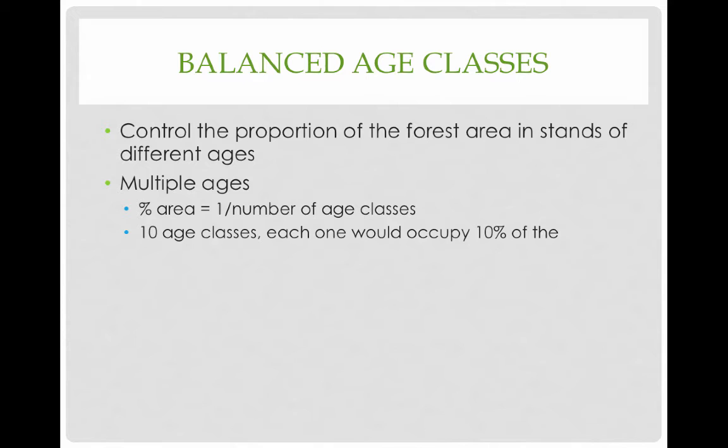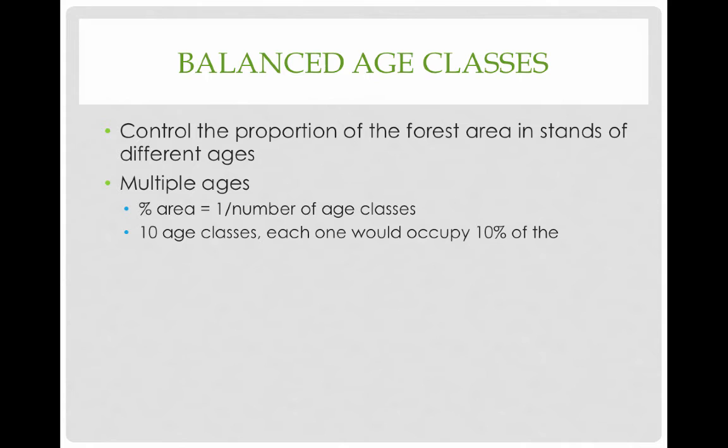A balanced age class structure looks at controlling the portion of the forest area in stands of different ages. So we have multiple ages, right? For an uneven age stand, we need at least 3 ages. Let's say for this example, we want 10 age classes. So we have our percent of the area equals 1 over the number of age classes. In this very simple example, with 10 age classes, each one would occupy 10% of the land. If we need a minimum of 3, each age class would represent approximately 33% of the area.